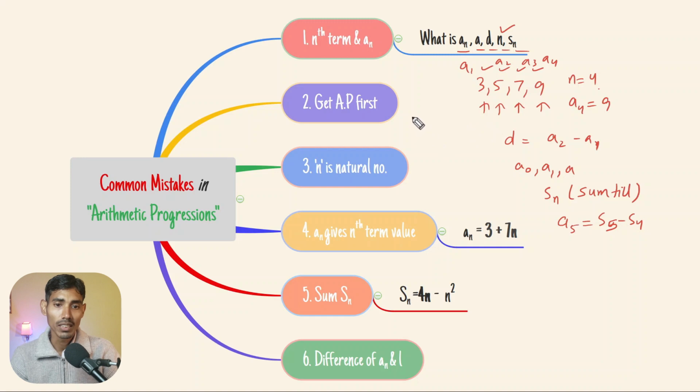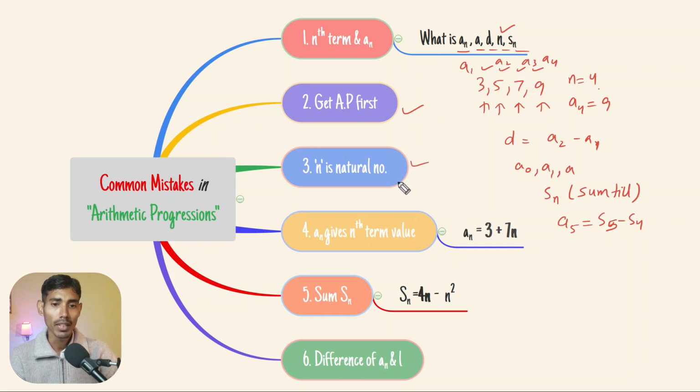Second thing is getting the AP first. In any question, whenever you start, please try to get the AP first. If you get the AP, you can get any of the things like An, A, D, Sn, whatever you want. So that's the first thing we should try to do. It may not be possible in every case, but this is what we should try for every question.